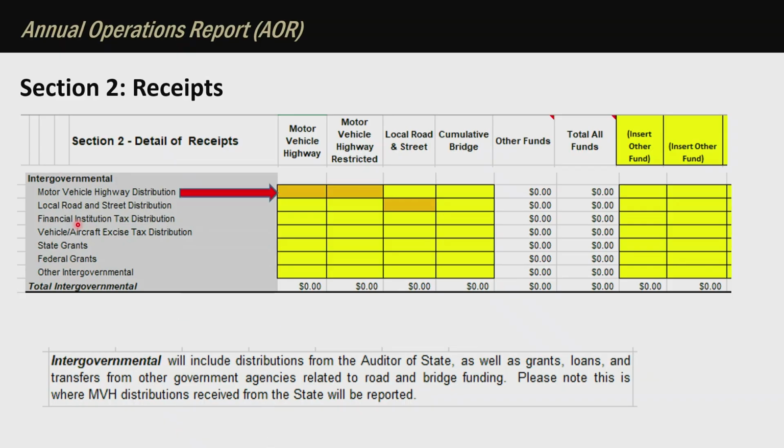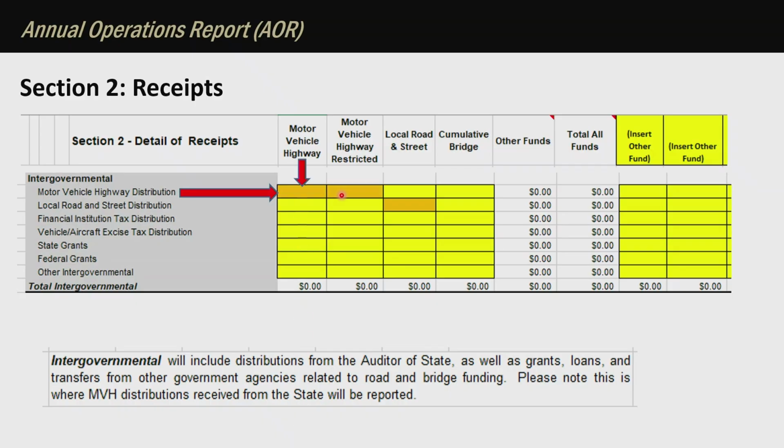And then on the motor vehicle highway account, here's that distribution from the comptroller's office. So the intergovernmental category is defined as distributions from the auditor of state or comptroller's office, as well as grants, loans, and transfers from other government agencies related to road and bridge funding. Please note this is where MVH distributions received from the state will be reported. So here, highlighting where you report those actual distributions that you get from the comptroller's office, you'd put it into these 2 cells, the restricted and non-restricted cells.